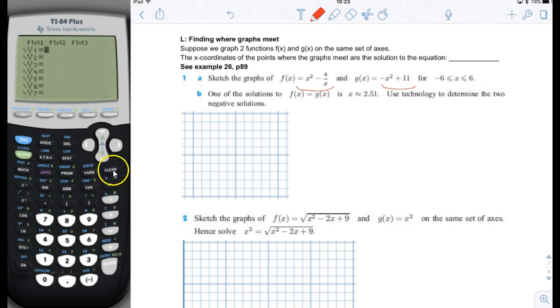We are going to put first in y1, x squared minus 4 divided by x. If you want to, you could use a vertical fraction, but in this case not really necessary because there's only one symbol in each. Okay, so that is the first one. And the second one is negative x squared plus 11. Make sure you put this negative and not the minus because it's a leading minus sign. Now we're going to graph these two.